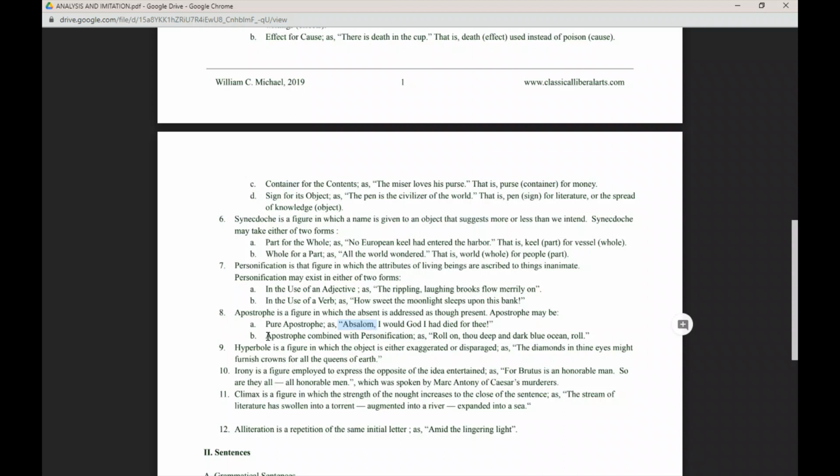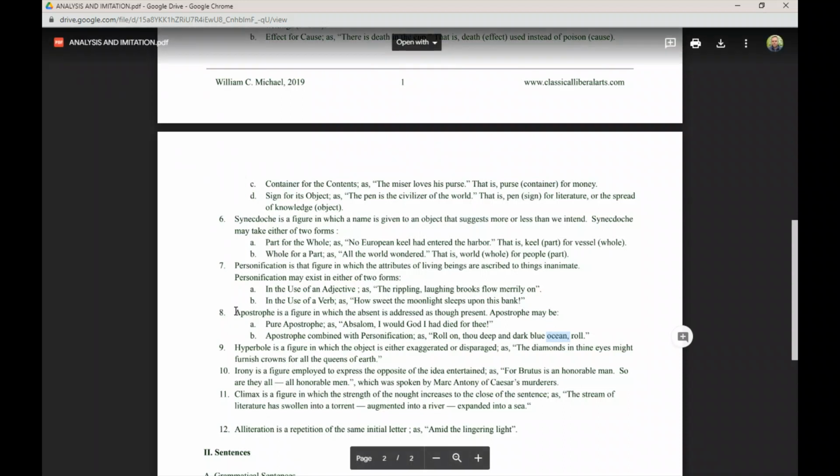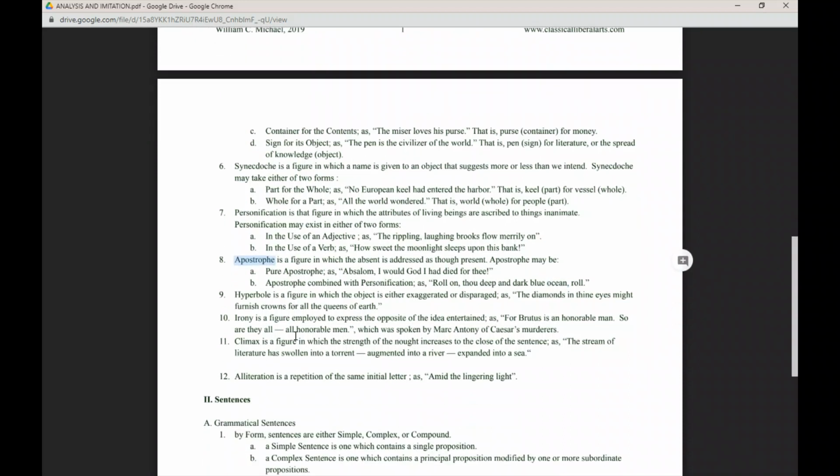Second example, another type of apostrophe is combined with personification. Roll on, thou deep and dark blue ocean, roll. Here we see ocean spoken to as if present in person, and we have a combination of personification by making the ocean appear as a person and then speaking to that ocean, though no such person is present, as if he is present. So we see a combination of personification and apostrophe. So that's the 8th rhetorical figure.